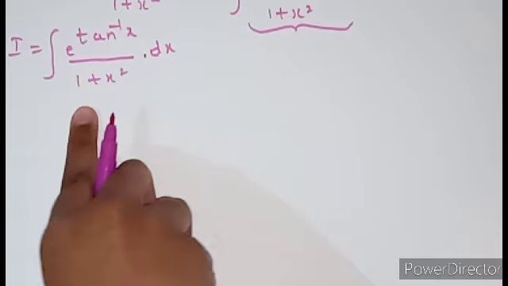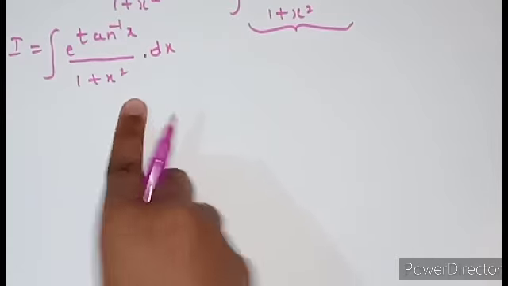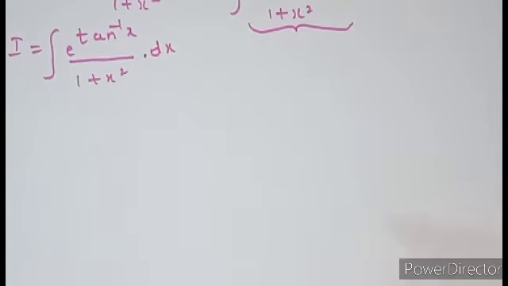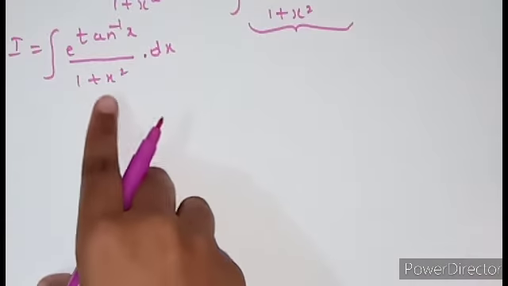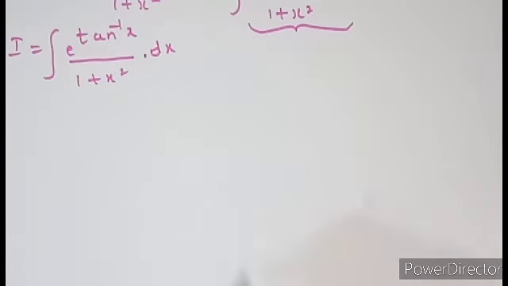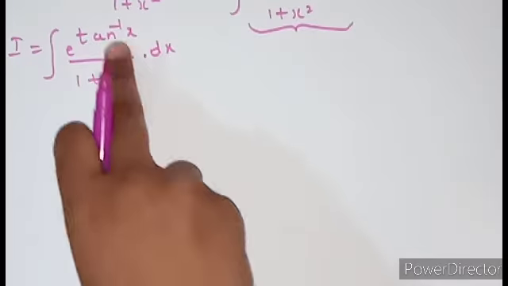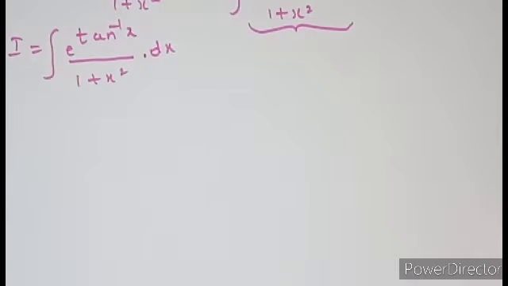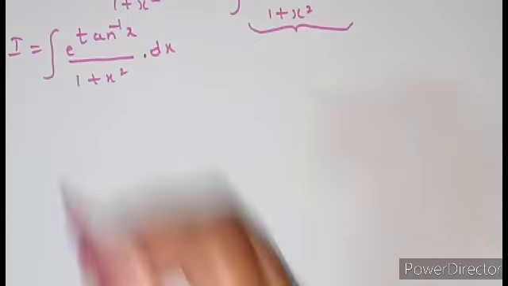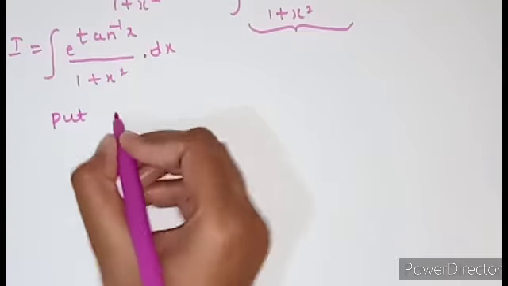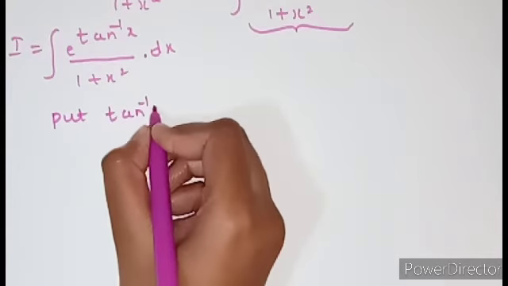If I choose 1 plus x square as t, the derivative of 1 is 0 and the derivative of x square will be 2x. So no function will get cancelled. We can't solve the problem very easily. It will be very complicated. So I am choosing tan inverse of x as t. I'll show you how it works. Okay, now put tan inverse of x as t.